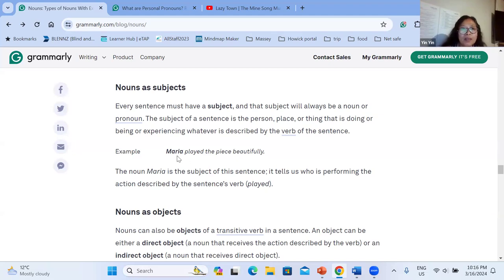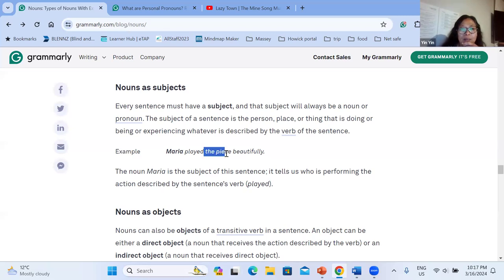Maria is a name, right? So the name is the subject, a noun, right? A proper noun, right? Capital M, right? Maria plays the piece, the verb, right? So Maria plays the piece, a piece of music. Maria played a piece beautifully.